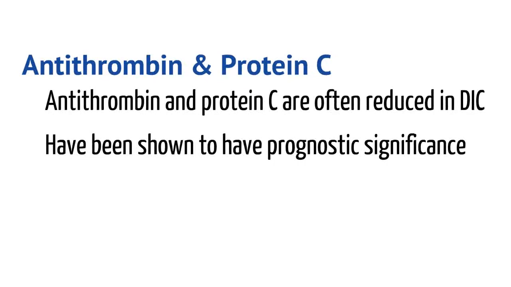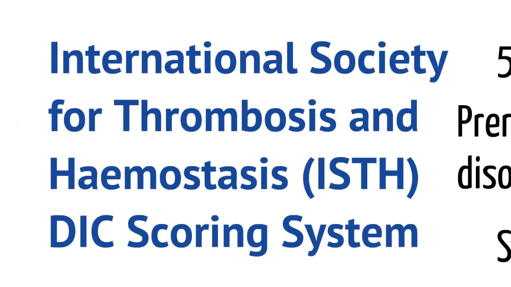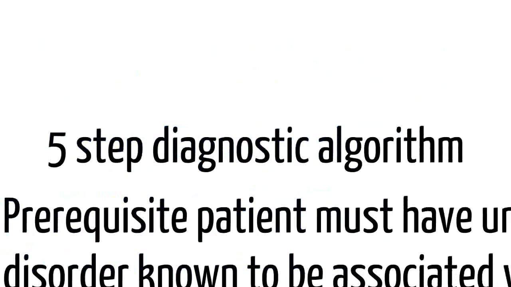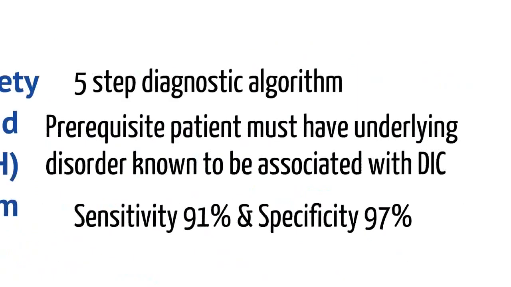Antithrombin and protein C are involved in the coagulation cascade and are often reduced in DIC. Though they do not diagnose DIC, they have been shown to have a prognostic significance. The scoring system we use in DIC is part of the International Society for Thrombosis and Hemostasis DIC scoring system. It's a fairly simple system. It's a 5-step diagnostic algorithm.